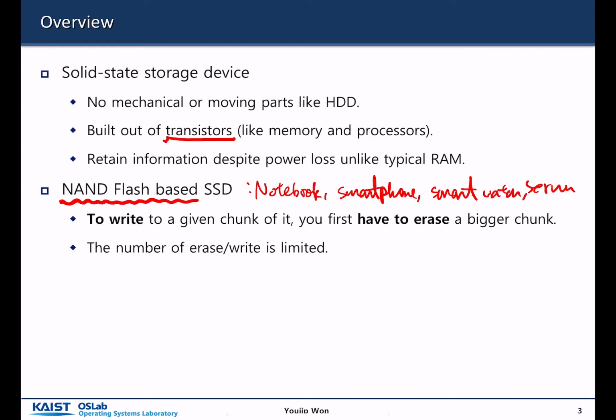There are two important characteristics of NAND flash-based SSD. In a NAND flash device, to overwrite a given piece of information, you first have to erase a bigger chunk. We're going to talk about the details of these properties later. And the number of erase and write cycles is limited. So these are two basic characteristics of the NAND flash-based SSD.